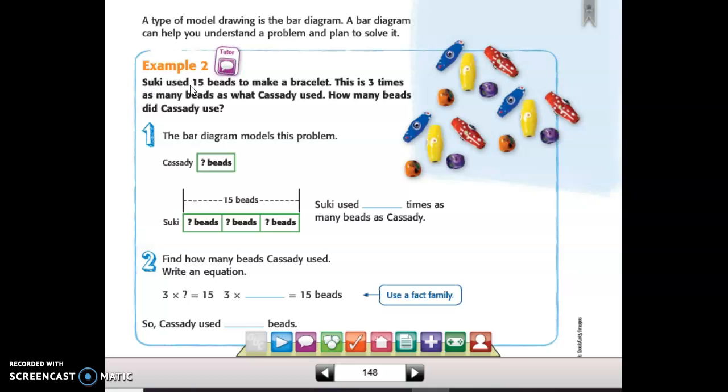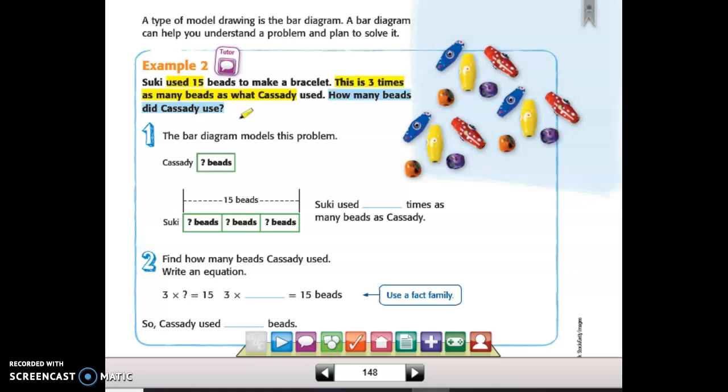Example 2, Suki used 15 beads to make a bracelet. This is 3 times as many beads as what Cassidy used. How many beads did Cassidy use? The piece of information we need is she used 15 beads, and this is 3 times as many as what Cassidy used. And our question is, how many beads did Cassidy use?